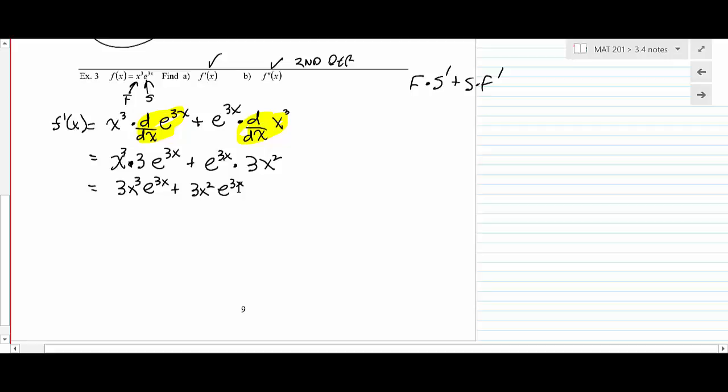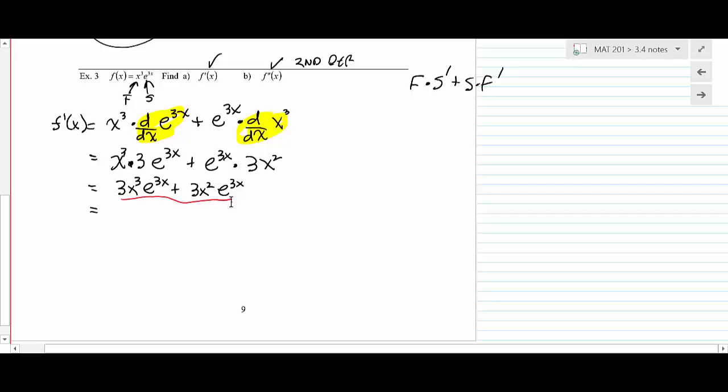Now you've got a couple of choices that you can make on this one. It would be okay to write your answer that way. There's nothing wrong with writing your answer that way, so we could stop there. Is there anything else that you could do with that?